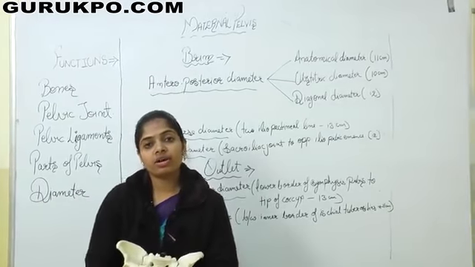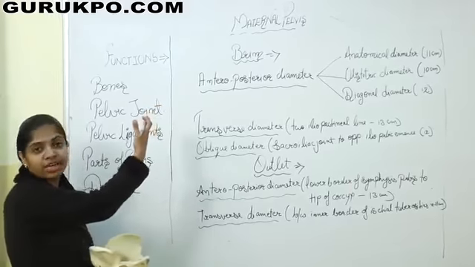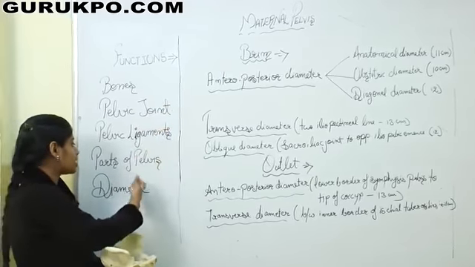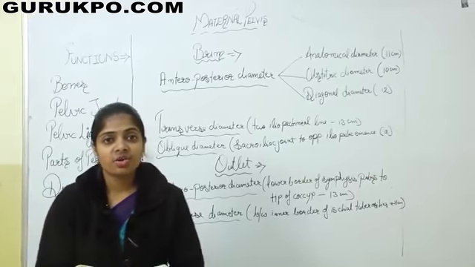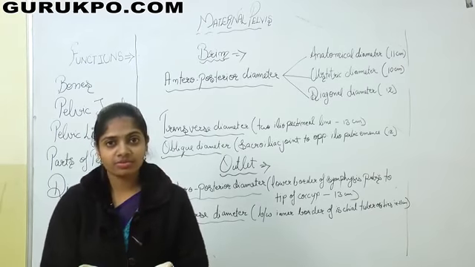So I have explained the pelvic function, then the bones of the pelvis, pelvic joints, ligaments, parts of the pelvis and diameters of the pelvis. I hope you have all understood this topic. Thank you.